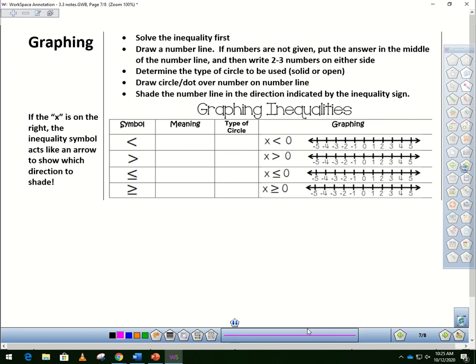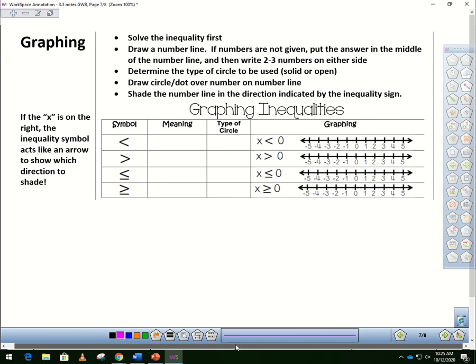Alright, let's try the next ones. So now we're going to talk about how you graph an inequality, okay? So, solve the inequality first, and then you're going to draw a number line. If the numbers are not given, put the answer in the middle of the number line and then write 1 to 2 numbers on either side. Determine the type of circle, either solid or open, and then draw the circle dot over the dot on the number line. Shade the number line in the direction indicated by the inequality sign. Okay, so let's go ahead and look at this.